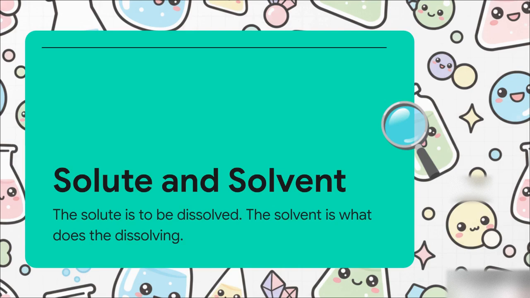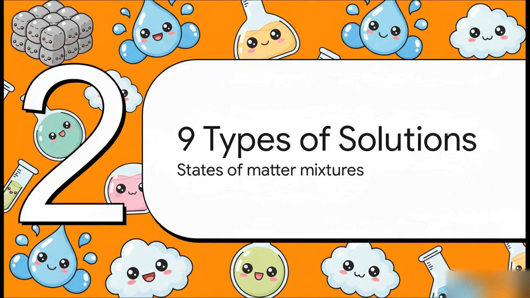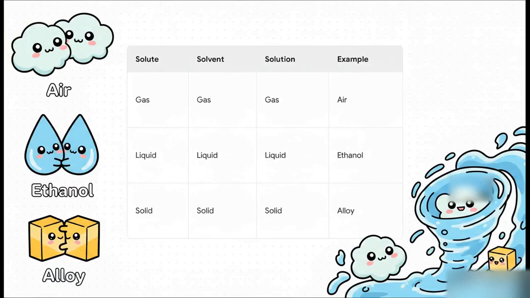It's that simple. Moving right along to part 2, the 9 types of solutions, states of matter, and rule-bending mixtures. So, the final physical state of your solution, whether it feels like a solid, a liquid, or a gas, is actually entirely determined by the solvent. And since we've got 3 states of matter for the solute and 3 for the solvent, well, 3 times 3 gives us 9 distinct combinations.